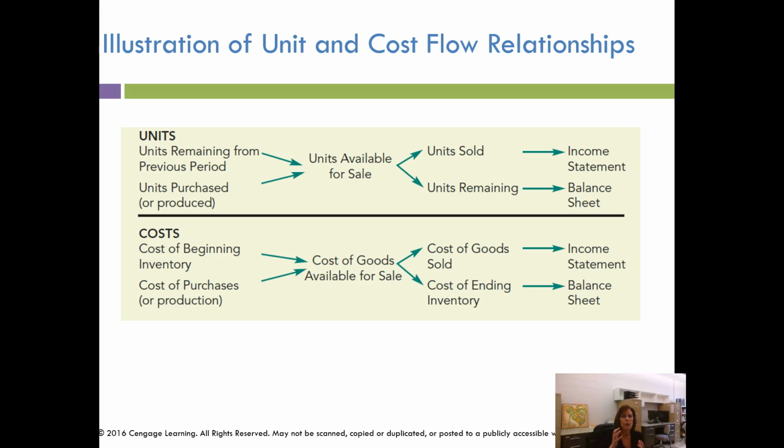The costs of what we could potentially have sold during the period. When we get to the end of the period, we look at what we sold versus what we still have. What we sold goes into the cost of goods sold on the income statement. So when we compare this to units sold on the income statement, that is in the form of our cost of goods sold. And then our units remaining, that is our cost of ending inventory, which flows to our balance sheet as the asset.